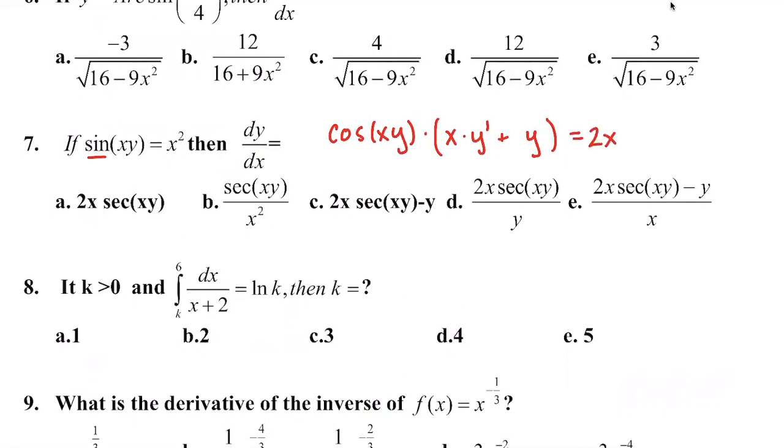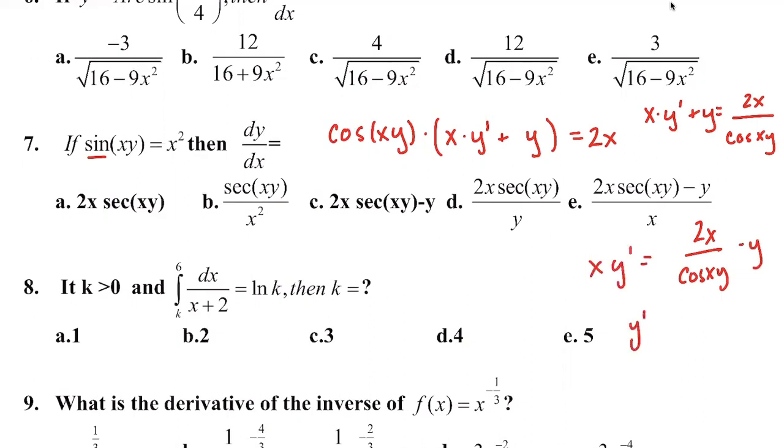Now what you have to do is we can divide both sides by the cosine of xy. So we would have x times y prime plus y equals 2x over the cosine of xy. Now you're trying to solve for y prime, so we're going to subtract y, and then divide everything by x, because we're left with x times y prime. So when you do that, you get 2x over x cosine of xy.